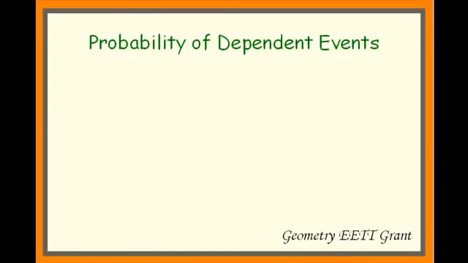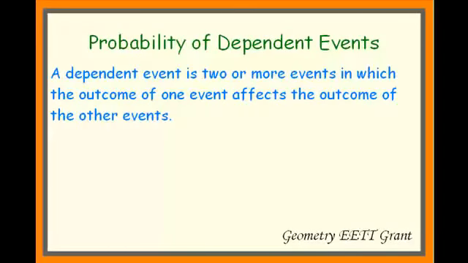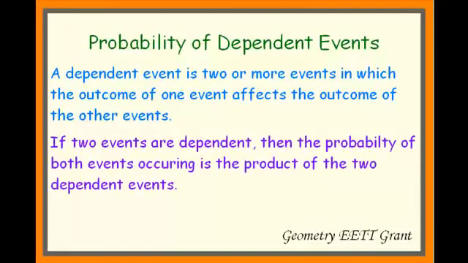Another thing we need to talk about is the probability of dependent events. Now, what is that? Well, a dependent event is 2 or more events in which the outcome of one event affects the outcome of the other events. In other words, whatever happened second depends on what happened first. So if 2 events are dependent, then the probability of both events occurring is the product, which means you multiply the 2 dependent events. So the probability of A times the probability of B is the same thing as the probability of A and B.